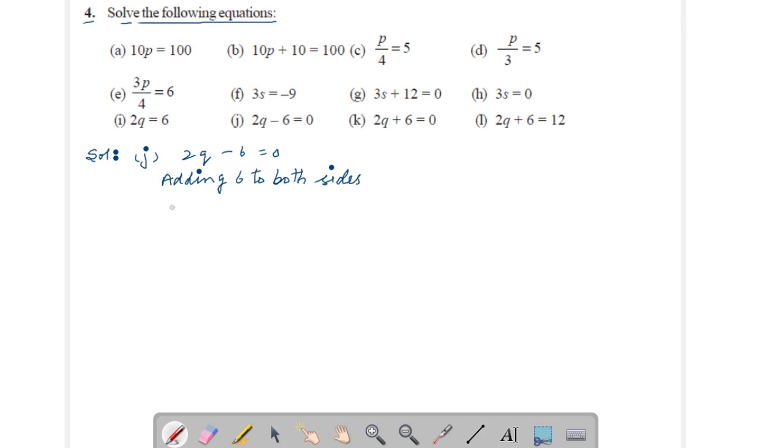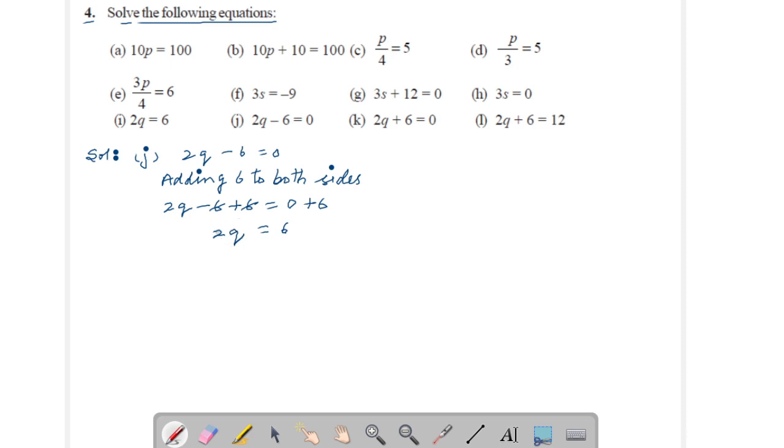What will you get? 2q minus 6 plus 6 equal to 0 plus 6. Here minus 6 and plus 6 will be cancelled. What is left? 2q equal to 0 plus 6. It is 6.